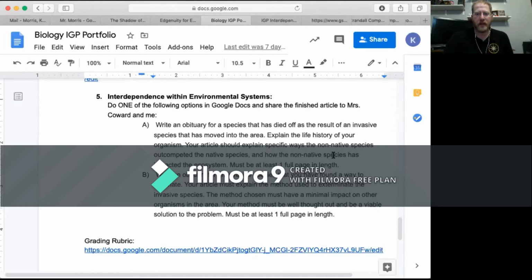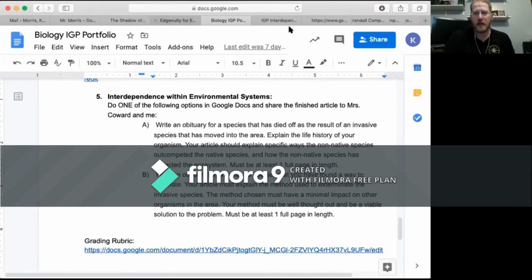You'll look at how the non-native species, or the invasive species, has impacted the ecosystem. Did it just simply insert itself and take the place of the species, or did it actually have an entire population boom and cause the entire ecosystem to change in some drastic way? And then, in order to do all this, I want you to make it at least one full page in length. So you need details.